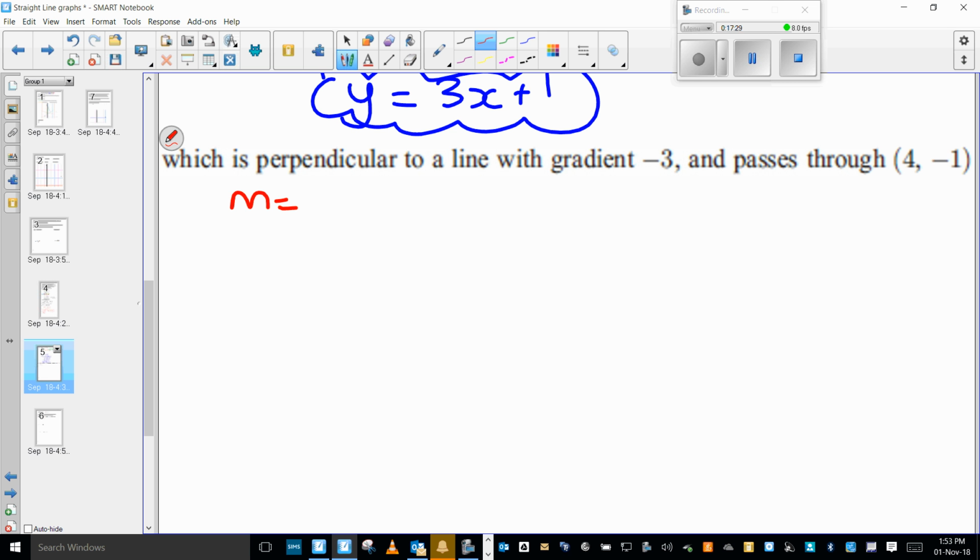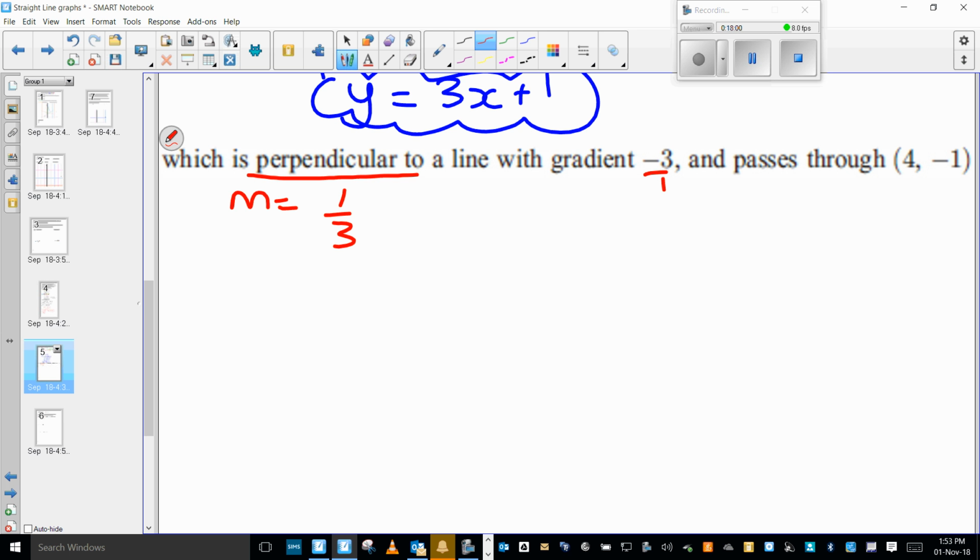So what's my actual gradient going to be? The first gradient is -3/1. So the second gradient would be 3/1, or would it be 1/3? You tell me. You're trying to find the reciprocal. 1/3. Good. So the gradient that we're interested in is a positive 1/3, because that is the negative reciprocal of -3, and that's what perpendicular gradients are all about.